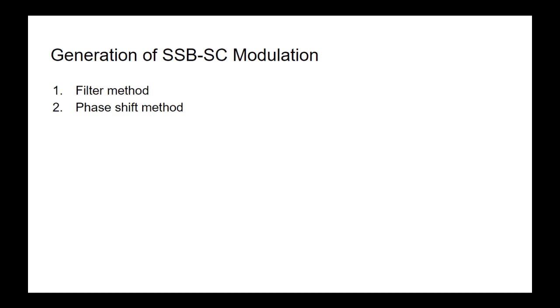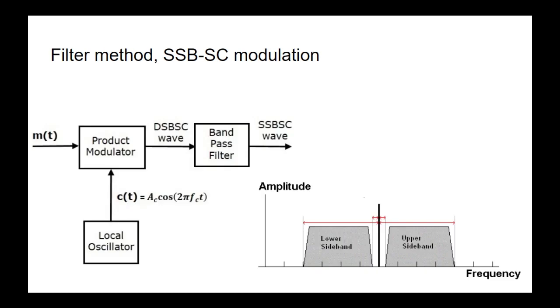Now, how to generate single sideband suppressed carrier modulation? There are two methods to generate single sideband suppressed carrier modulation. One is the filter method, and the second one is the phase shift method. Filter method. In this method, we simply apply a band pass filter on the double sideband suppressed carrier modulated wave, and we get single sideband suppressed carrier modulated wave at output.